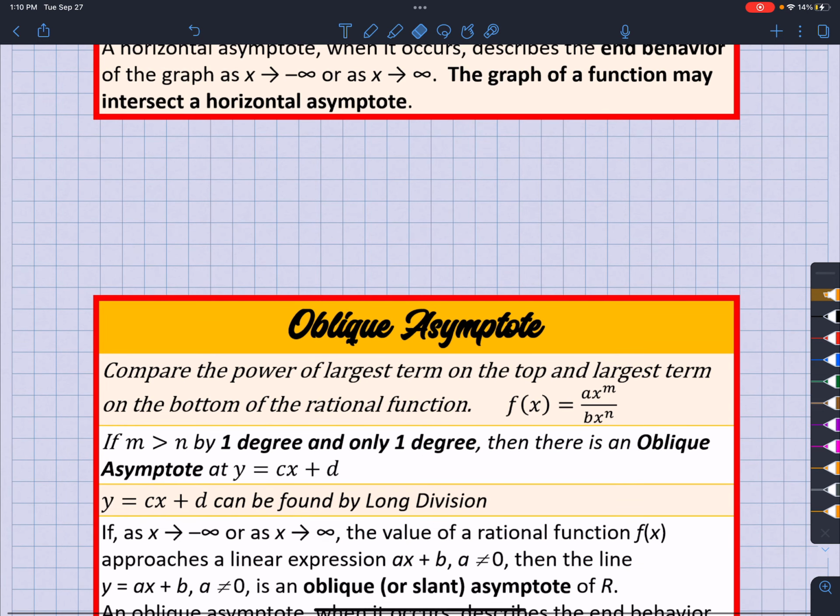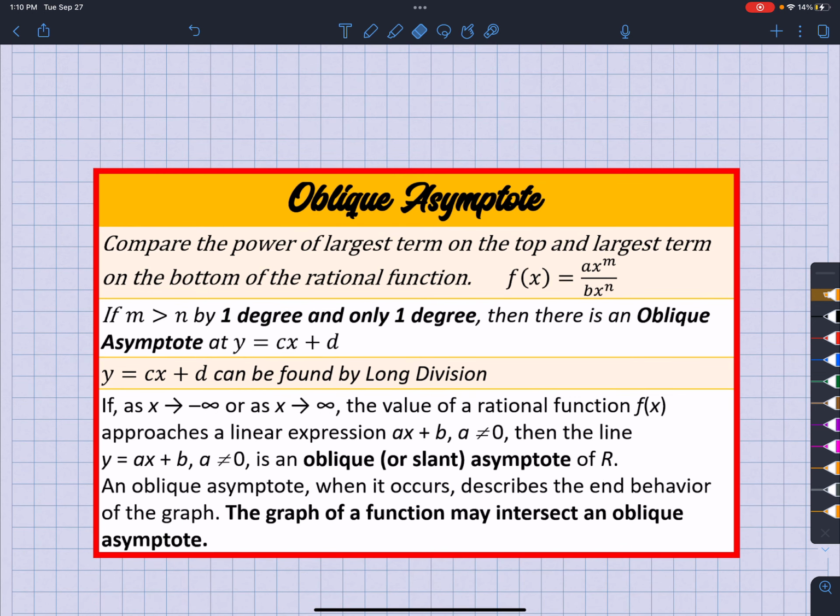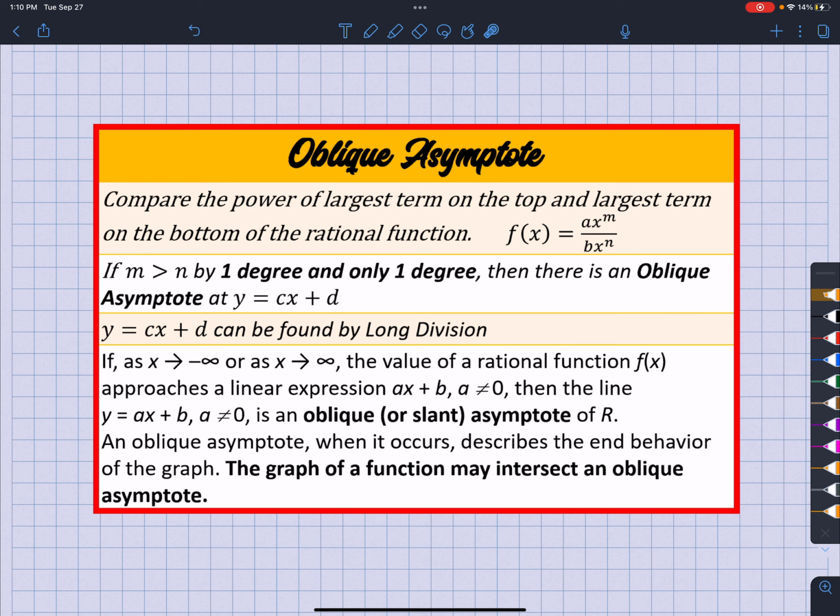So let's talk about oblique asymptotes. For oblique, we're still comparing the largest power on top with the largest power on the bottom. However, the only time you're going to have an oblique is if m, the power on top, is greater than n by 1 degree. Only by 1 degree. If it's more than 1 degree, no good. It can only be 1 degree.